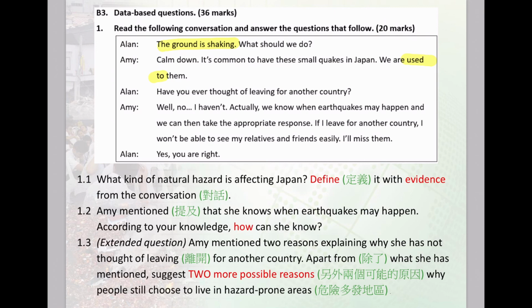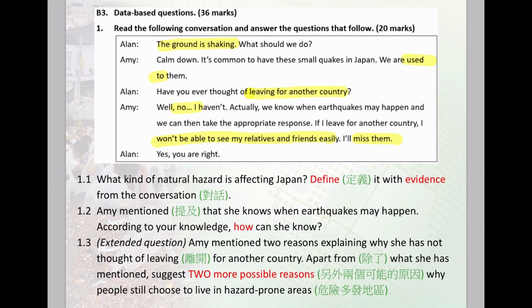Alan asked. Well, no, I haven't. Actually, we know when earthquakes may happen, or we can then take the appropriate response. If I leave for another country, I won't be able to see my relatives and friends easily. I'll miss them. 我會掛住佢哋啦。Yes, you are right. So Alan is asking whether Amy thought of leaving for another country, and Amy said no, because she's afraid that she cannot see her relatives and friends easily, and she'll miss them. So that's the reason to explain why Amy has not thought of leaving to another country.